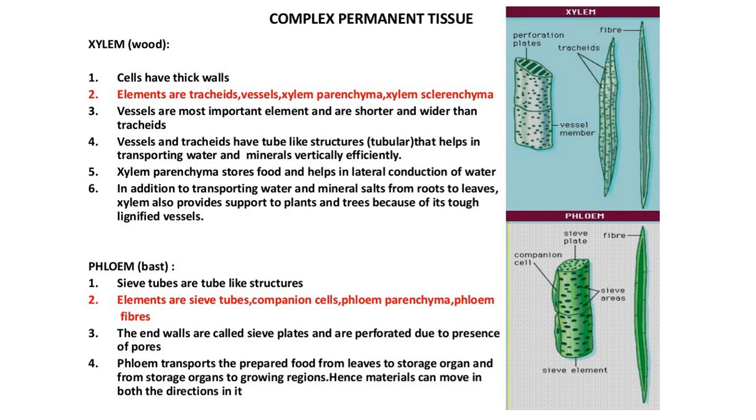Now let's talk about phloem. Phloem contains sieve tubes. They are tube-like structures, and the other elements along with these sieve tubes are companion cells, phloem parenchyma, and phloem fibers. The end walls are called sieve plates and they are perforated because there are pores present in them. Phloem transports the prepared food from leaves to storage organs and from storage organs to growing regions. Hence, material can move in both directions.